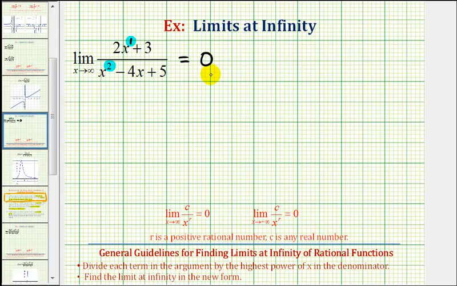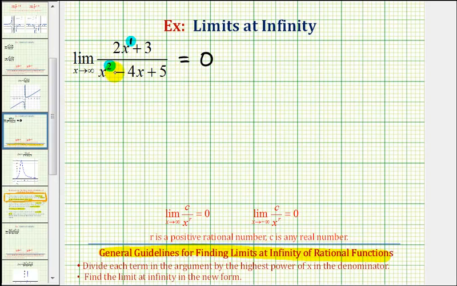There are a couple ways of explaining this. First, because the degree of the denominator is higher than the degree of the numerator, the denominator is increasing faster, or it's winning the race to infinity, and whenever we have a fraction where the denominator is increasing faster than the numerator, the function value is going to approach 0. But there's also a general guideline that we can follow to determine limits at infinity of rational functions. This general guideline is we want to divide each term in the rational function by the highest power of x in the denominator, and then once we do this, the new form should help us determine our limit.